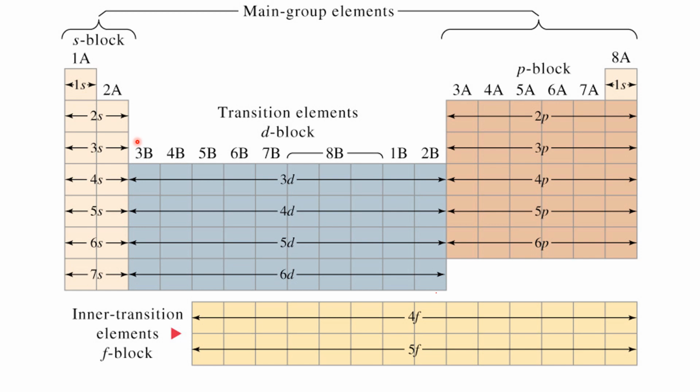So if we look into the periodic table, we have a classification on the basis of s, p, d and f subshells. The elements whose valence electrons lie in the s block are called s block elements. Those in the d block are d block elements, those in the p block are p block elements, and those in f are f block elements.